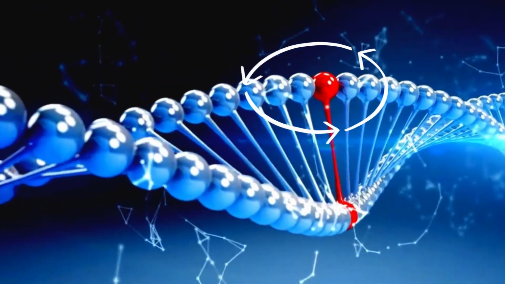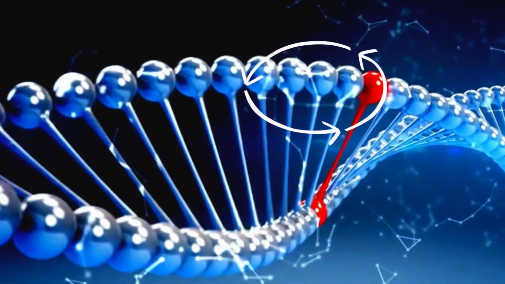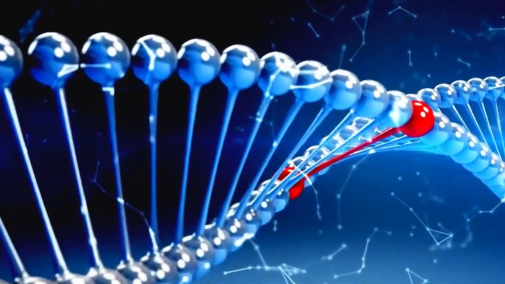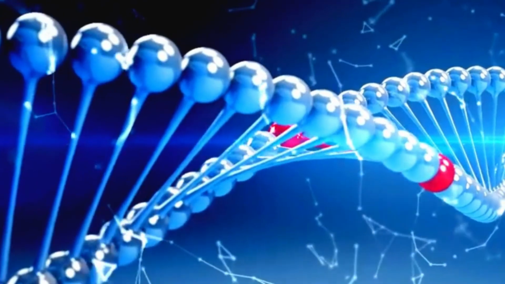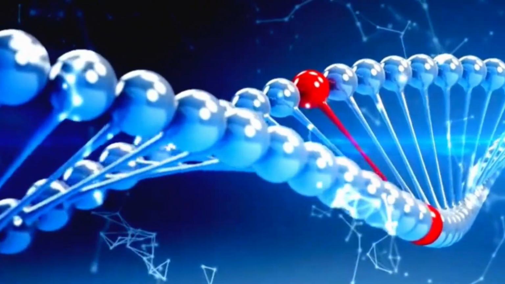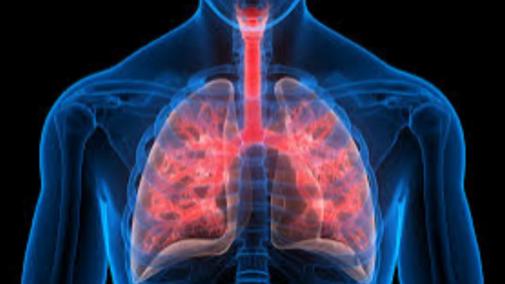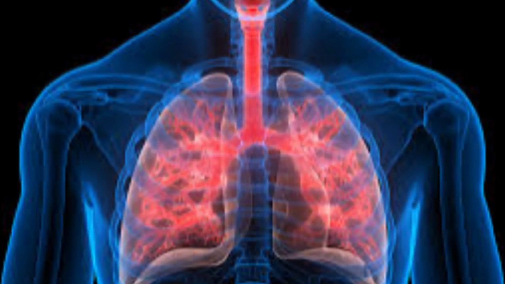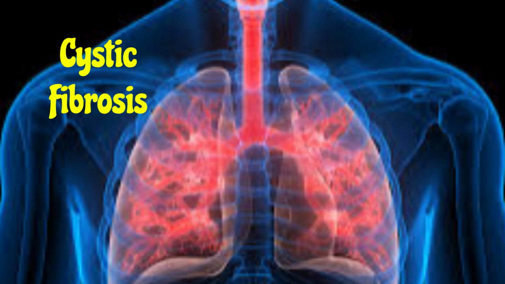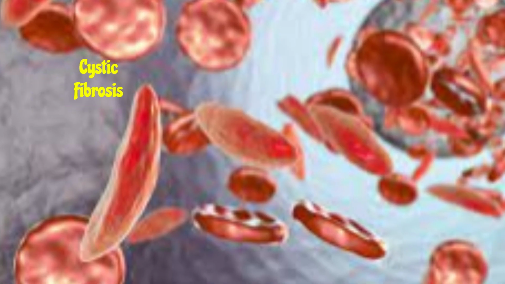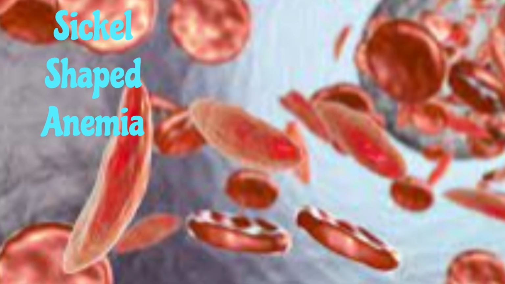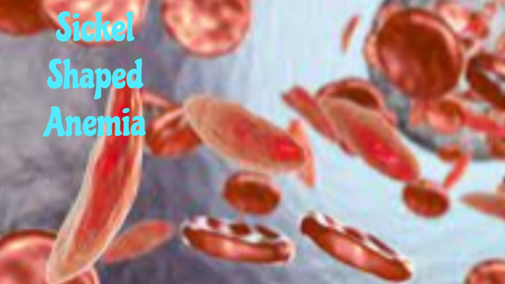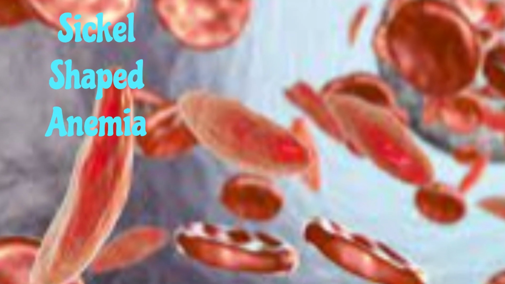If a mutation is present in the DNA, the amino acid sequence can be changed. And even a single change can have profound effects on the protein's function. In fact, all documented genetic disorders, like cystic fibrosis or sickle cell anemia, are caused by mutations that result in alterations in the primary protein structure.